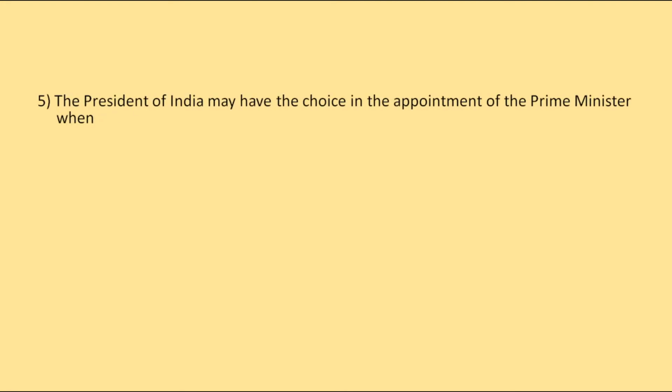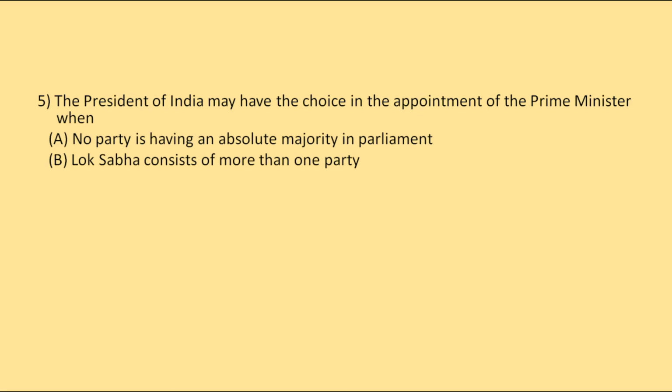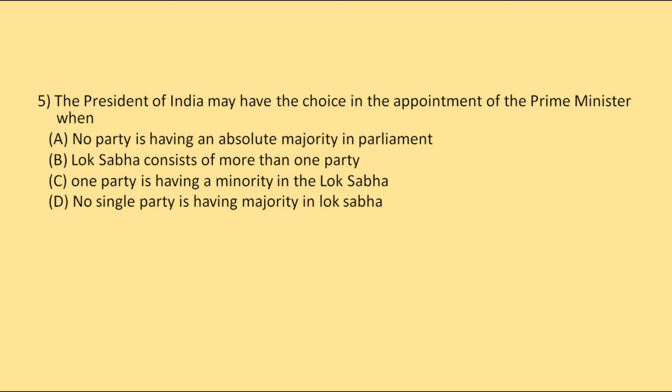Then, the President of India may have the choice in the appointment of the Prime Minister when no party is having an absolute majority in the parliament, Lok Sabha consists of more than one party is having a minority in the Lok Sabha, or no single party is having majority in the Lok Sabha. So the correct answer will be D, no single party is having majority in the Lok Sabha.